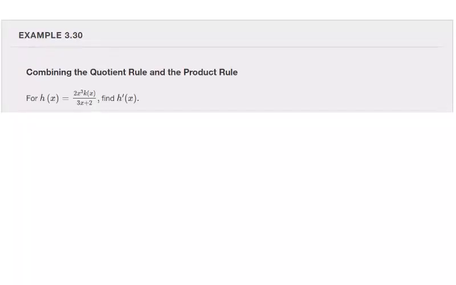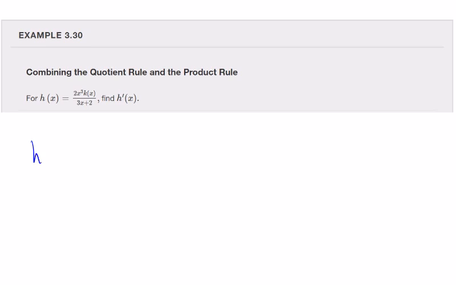All right, example 3.30. So here we're combining the quotient rule and the product rule. So another one where we have a combo. And so h of x is the quotient of this numerator over this denominator, right? This numerator function over this denominator function. And this numerator function is a product of 2x cubed and k of x, right? So it has a product going on in the numerator.